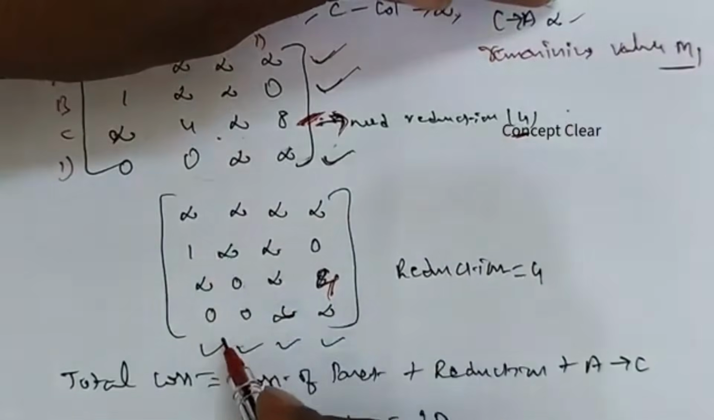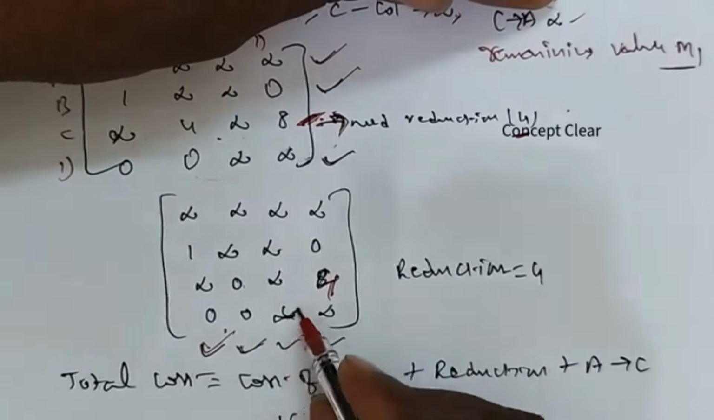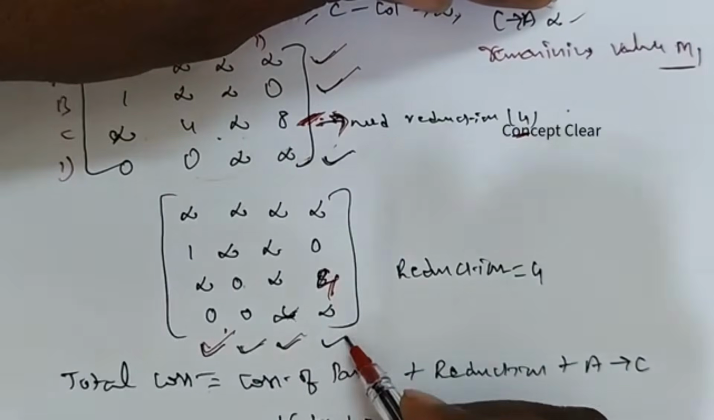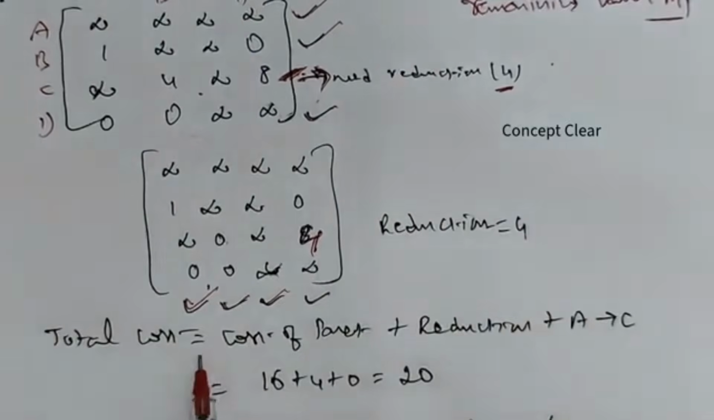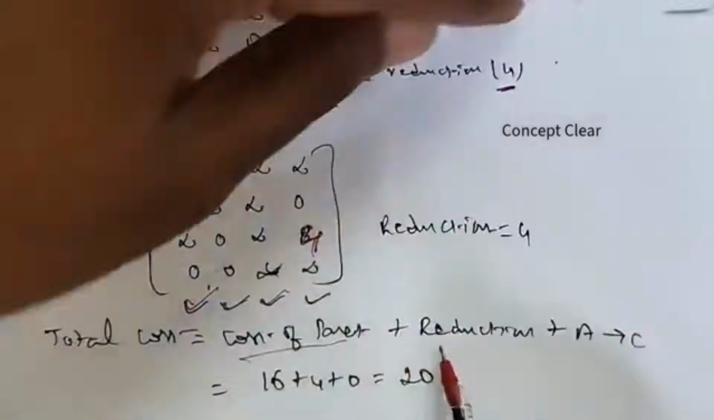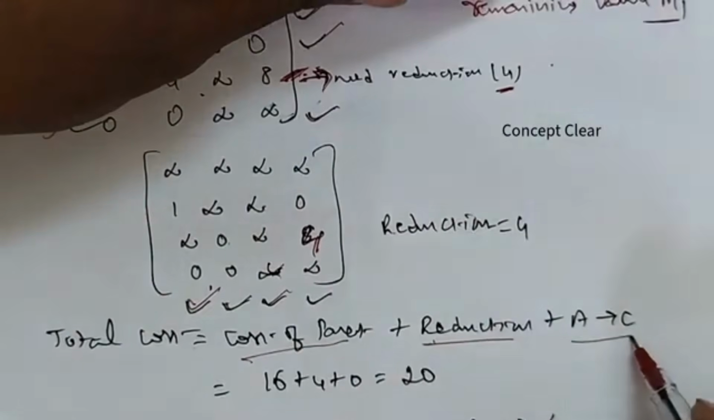So again we have to check, after row reduction we have to check the column reduction. Here 0 is available, no need. Here also 0 is available, no need. Here also all infinities, so it is okay. Here 0 is available, it is also okay. So what is the total cost value? Total cost formula is total cost equals cost of parent plus reduction of this value plus A to C path.